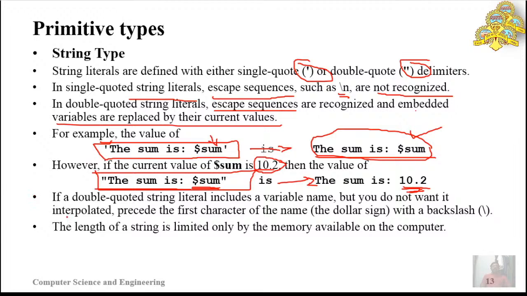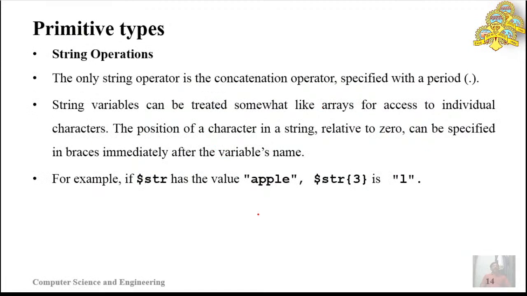If we don't want to process or interpolate the embedded variable names and escape characters, we can precede the first character of the name by using backslash, that is backslash dollar sum, and length of the string here is not limited by any standard limitation of the PHP. It is limited only by the memory available on the computer. String operations, here for concatenation it provides only one string operation, that is a period, that is simple one dot.